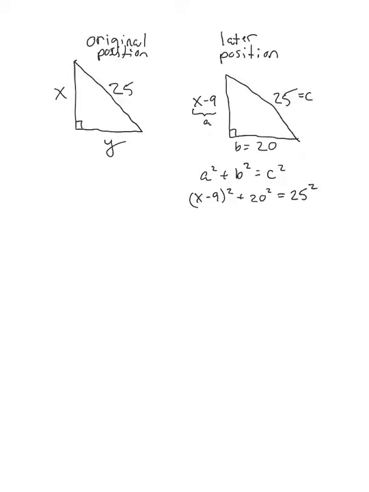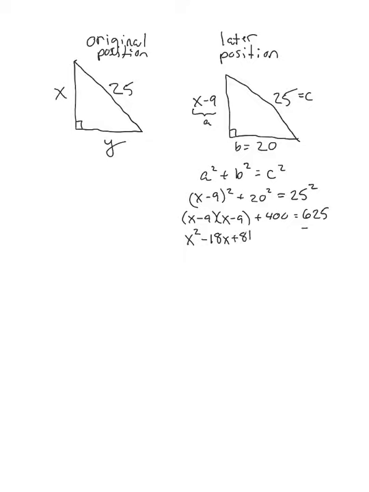So then we can unpack this a little bit. Let's go x minus 9, x minus 9, and I'll do the multiplication here. 20 squared is going to be 400. 25 squared is going to be 625. So now we can do FOIL on the x minus 9, which will give us x squared minus 18x plus 81.